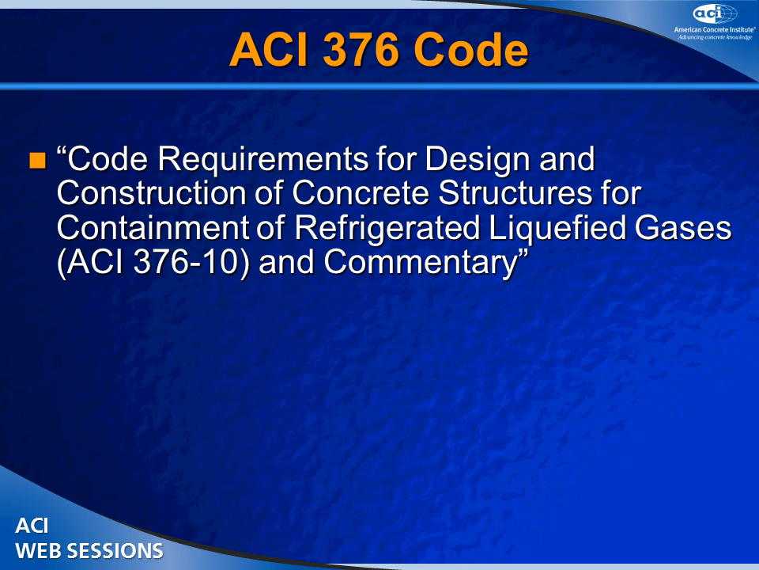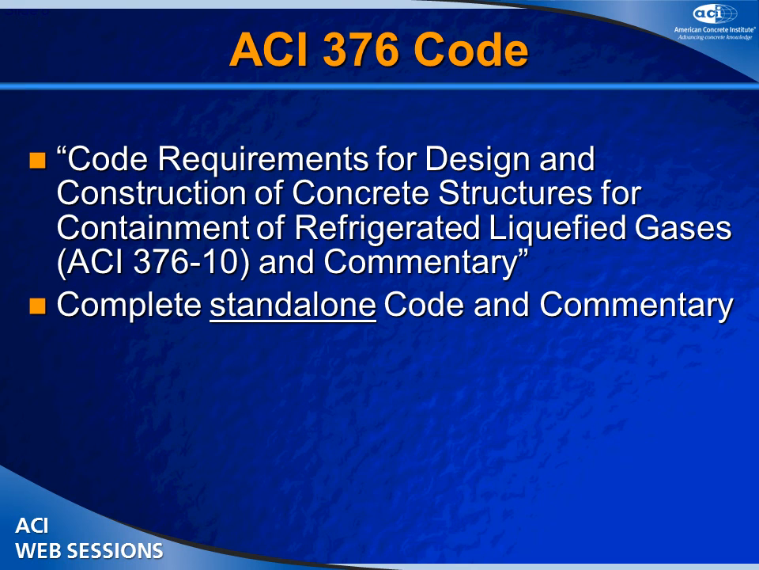This is listed as 376-10. It was finished in 2010, and it was provisional. The final will be coming out, and I'll go into a little bit of detail later. But it's a complete standalone code and commentary. Those of you in the nuclear industry might be familiar with ACI 349. 349 is a dependent code. You have everything that's different, but you don't have anything that's in 318 that's the same. Ours is different. Everything that relates to the tank design and construction is actually in our code document, and we have commentary that helps to explain the code sections.